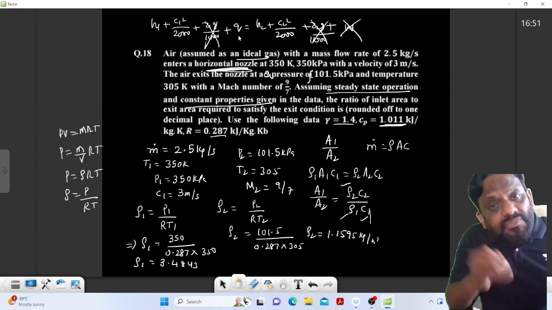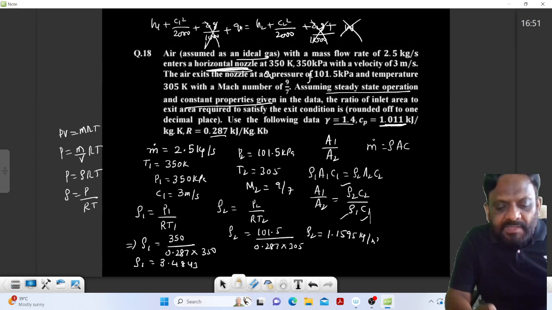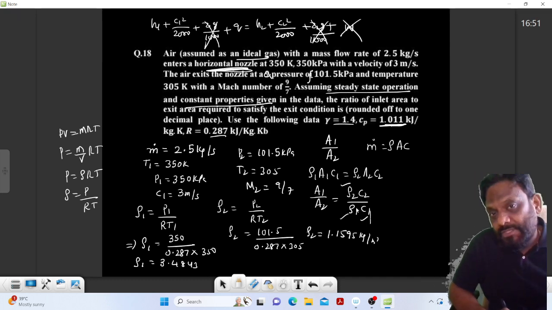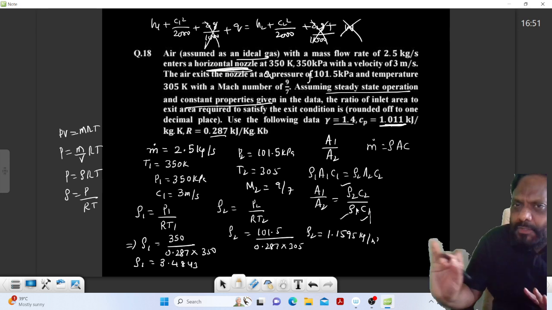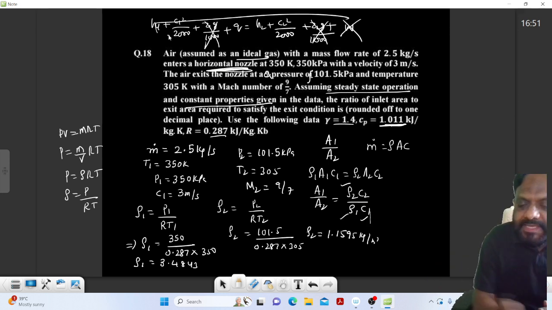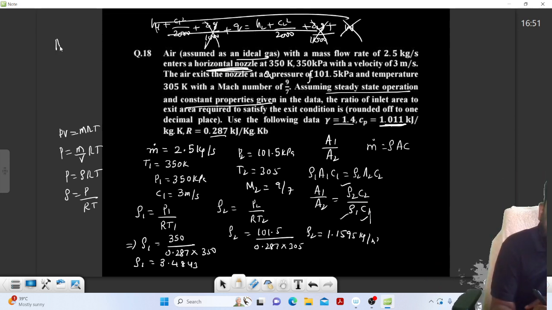But here some students, what they did in exam, you know, they neglected this Q and took it as 0 and calculated C2. That is wrong, sir. What will we do then? Since an adiabatic nozzle is not given, we will not use this. I know, sir, Mach number is equal to, look, velocity by sonic velocity.